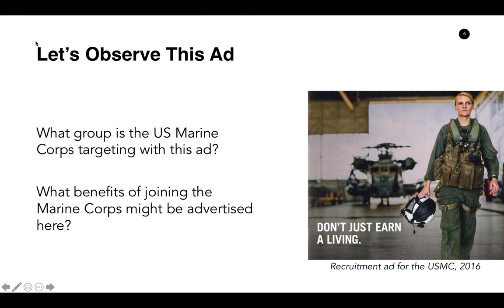So let's look at this ad. What group is the U.S. Marine Corps targeting with this ad? This ad was created in 2016, and it says, "Don't just earn a living." I'll give you a minute.